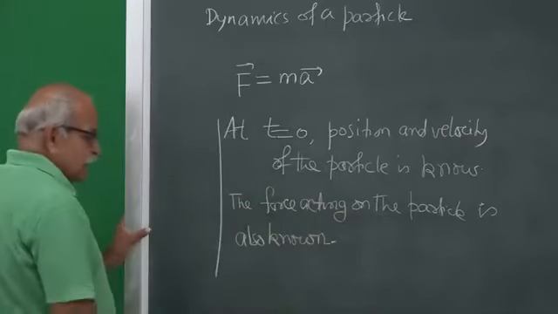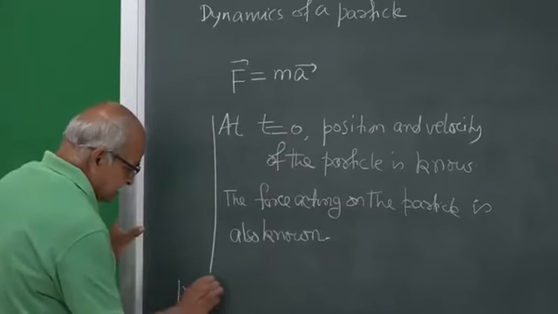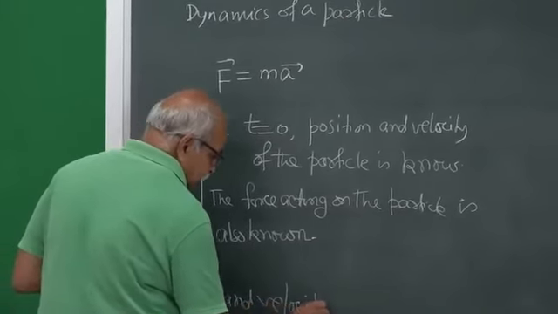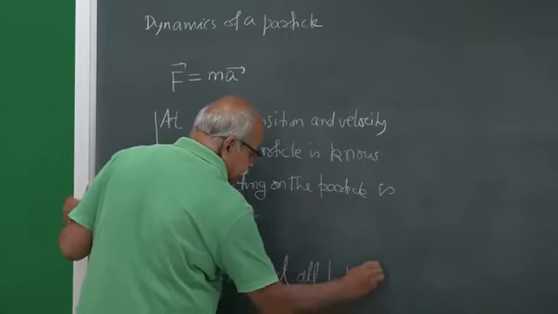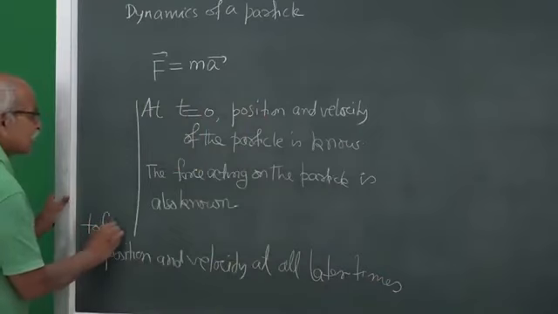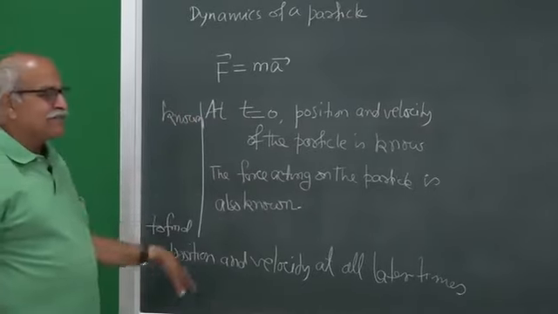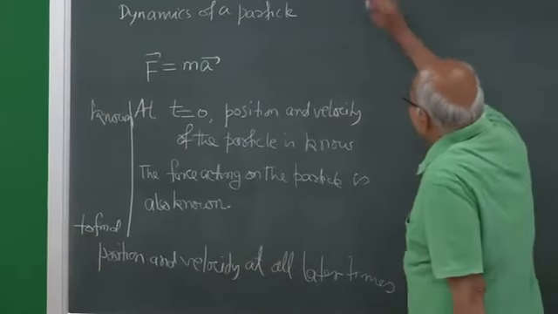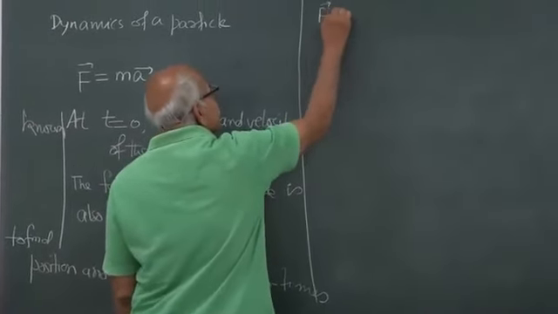So, this is known, and what we wish to find is the position and velocity at all later times. So, that is basically the task of mechanics, at least when we do this particle dynamics, and the thing is very, very simple. You have F is equal to mass times acceleration.